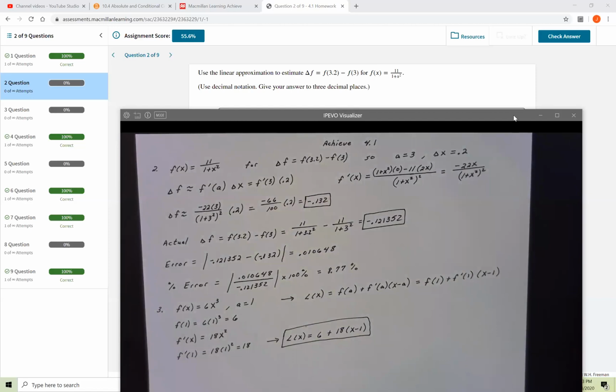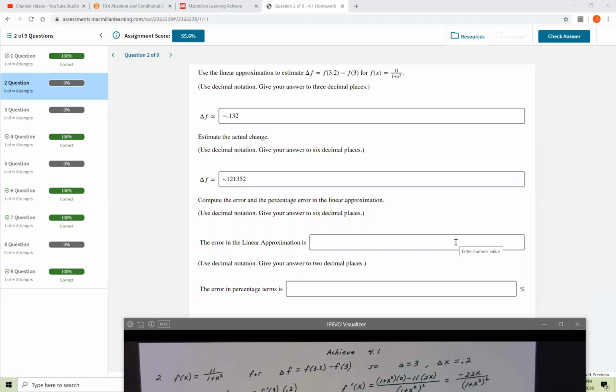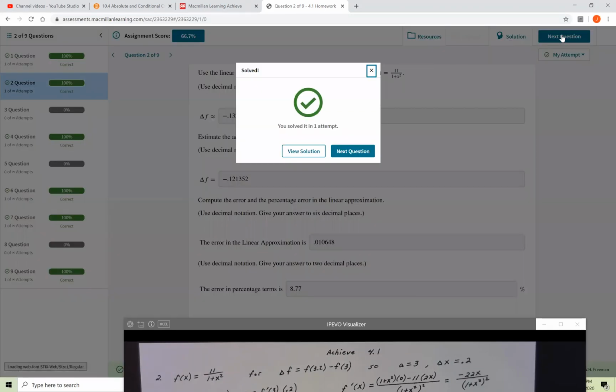So now all I have to do is go back into the problem and enter the information needed. The error in the linear approximation, that was the answer we came to at the 0.010648. And then the percentage error of our approximation was the 8.77. And notice they already have the percent sign there at the end. So we should just be able to go up here, check the answer, and it says correct.